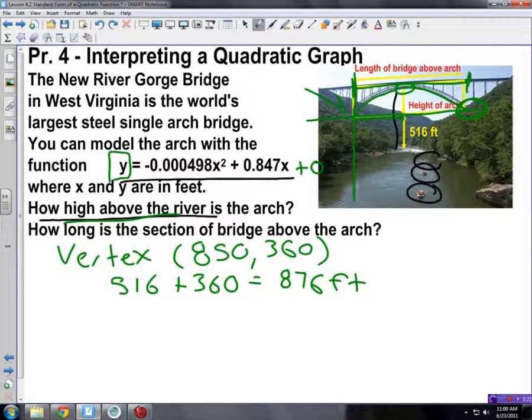That actually turns out to be slightly difficult. What we can do is we can kind of use our intuition, and we could say from the starting point to the vertex is halfway across the bridge. Well, halfway across the bridge, I've gone 850 feet. How far is that other half going to be? The other half is also going to be 850 feet. So I'm going to have 850 on both sides of the vertex. 850 plus 850 is 1,700 feet.